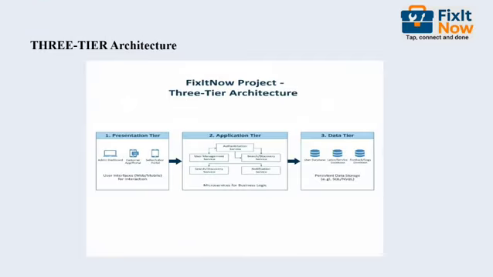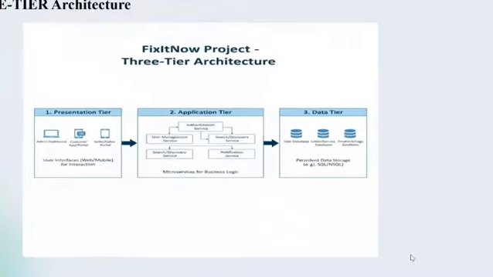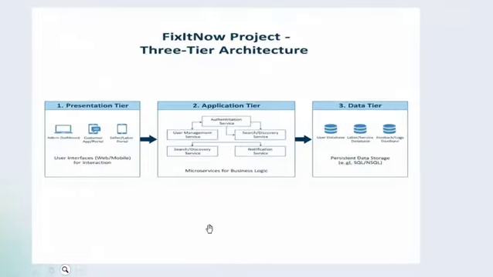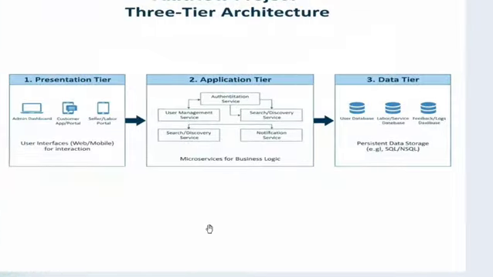Next is the architecture. Now let us discuss the architecture of our system. Fixitnow follows a three-tier architecture: the presentation tier, application tier, and data tier. The presentation tier is what the user directly interacts with, and is built using Next.js, Tailwind CSS, and Redux. The middle layer, the application layer, contains the core business logic developed using Node.js and Express.js. Last is the data tier. The data layer is powered by Supabase, which uses PostgreSQL as the underlying database. It stores all crucial information like user details, booking and service history, payments, and feedback.